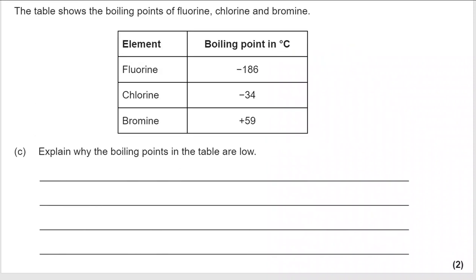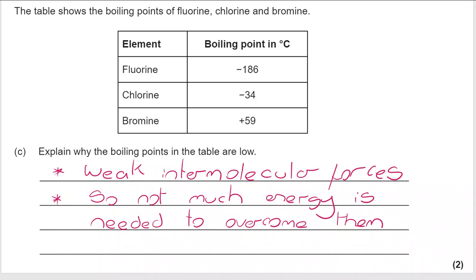Part C, the table shows the boiling points of fluorine, chlorine and bromine, and we can see they're all pretty low. Explain why the boiling points in the table are low. And we are looking here at some of the key bonding information that was learned about covalent structures, particularly molecular covalent structures. In each of these we have F2, Cl2 and Br2, but we don't break the covalent bonds when we boil them. We overcome the intermolecular forces, and the intermolecular forces are weak. And if the intermolecular forces are weak, not much energy is needed to overcome them.